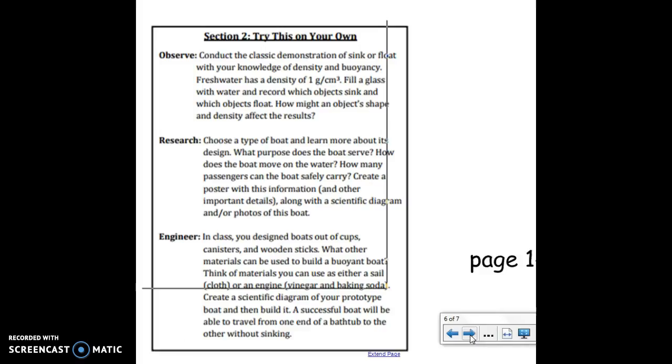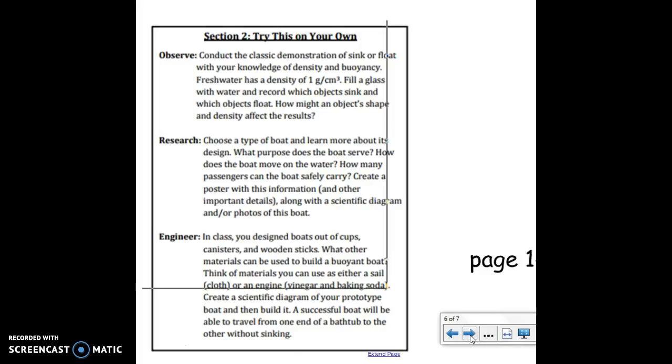Research. Choose a type of boat and learn more about its design. What purpose does the boat serve? How does the boat move on the water? How many passengers can the boat safely carry? Create a poster with this information and other important details, along with a scientific diagram and/or photos of this boat.